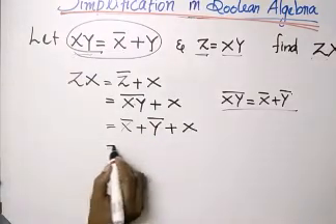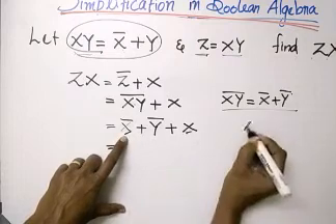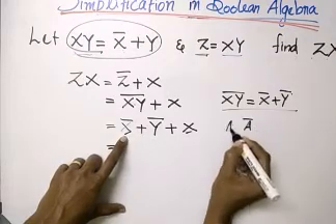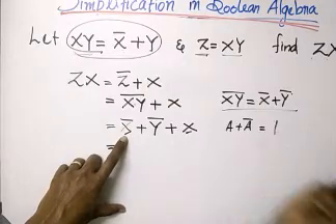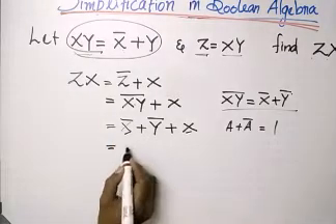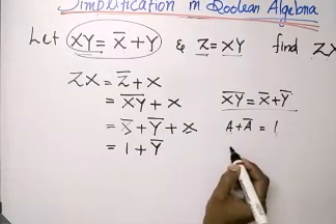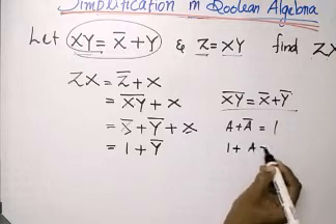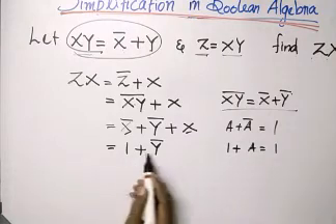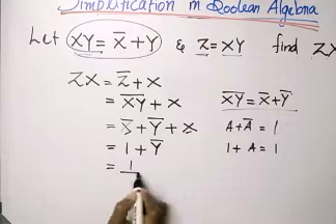Here we can see, consider these two terms, x bar or x. We know that a or a bar is equal to 1. Then x bar or x is equal to 1. Then it will be 1 or y bar. Again we know that 1 or any variable is equal to 1. Then the final answer will be 1.